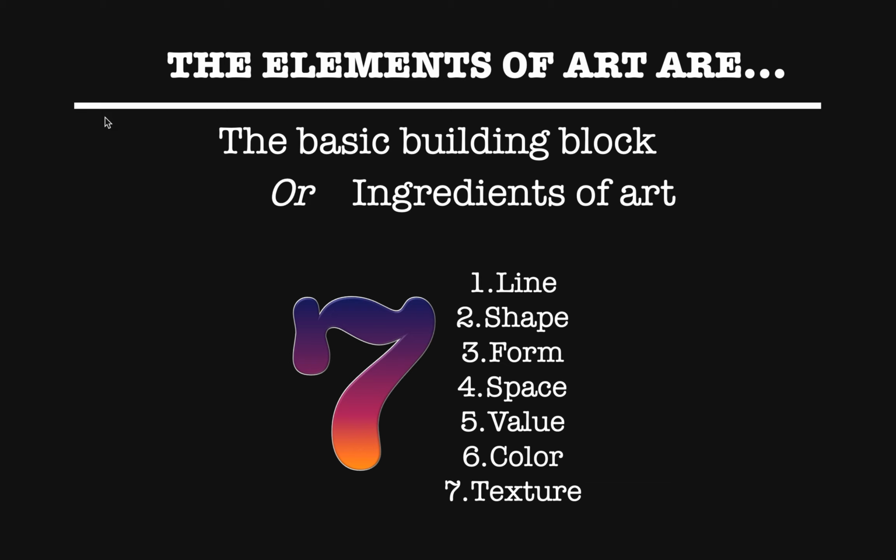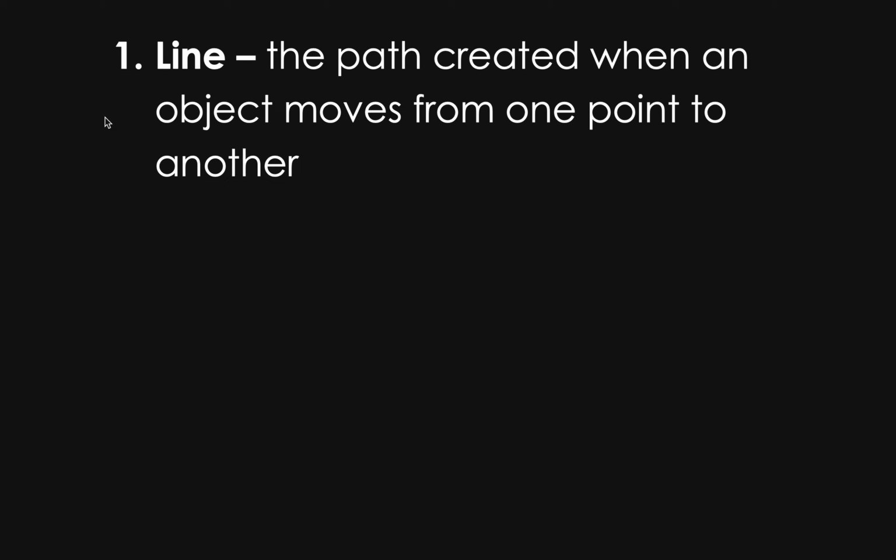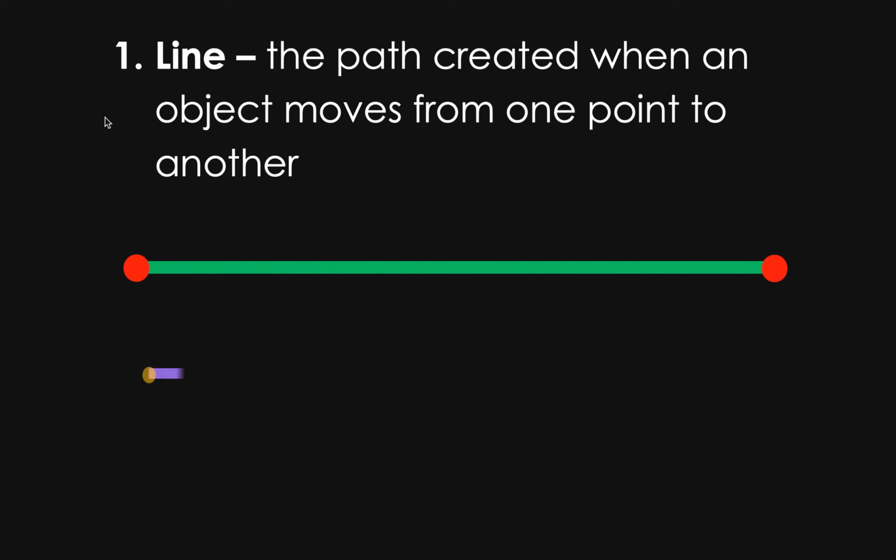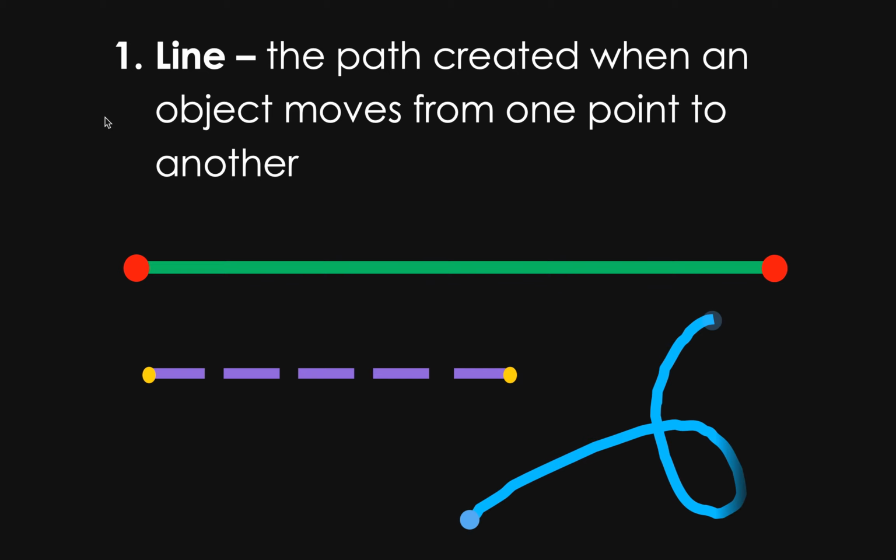Our first element of art is going to be line. And line is the path created when an object moves from one point to another. Lines can show movement. They can emphasize or show importance. Think of when you underline something, you're trying to show its importance. They can be subtle and delicate. There are really tons of words out there that describe line. Thick lines, thin lines, skinny lines, vertical lines, horizontal lines. There are many words out there.